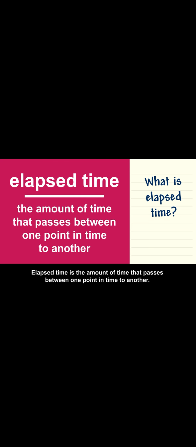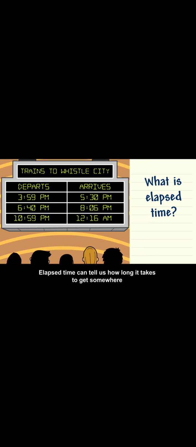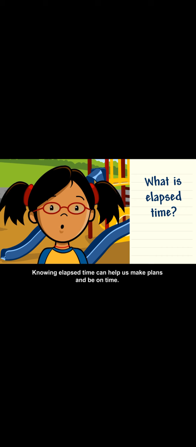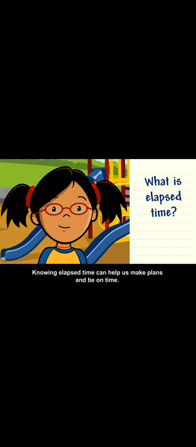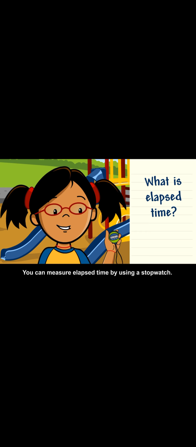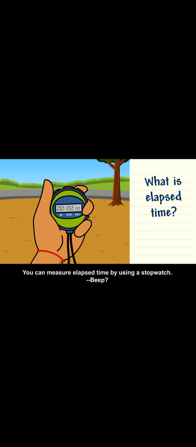Elapsed time is the amount of time that passes between one point in time to another. Elapsed time can tell us how long it takes to get somewhere, or how long something lasts. Knowing elapsed time can help us make plans and be on time. You can measure elapsed time by using a stopwatch.